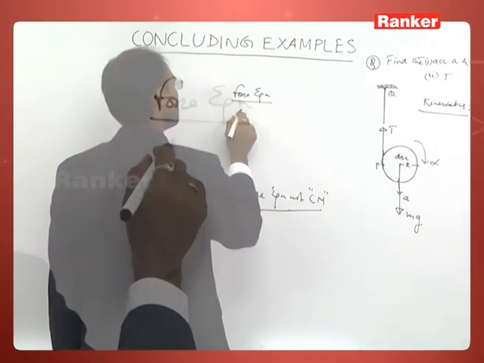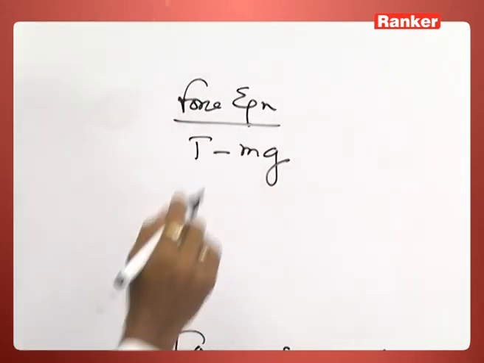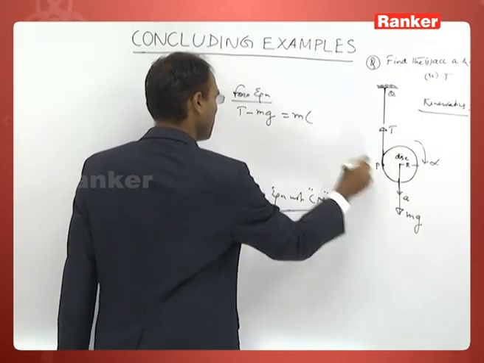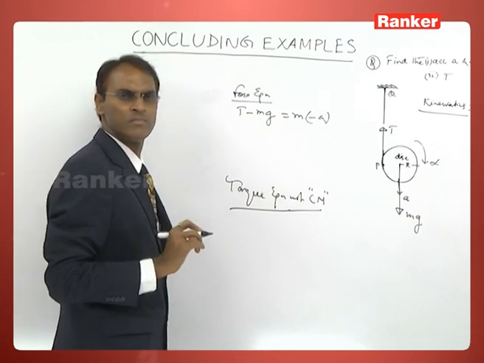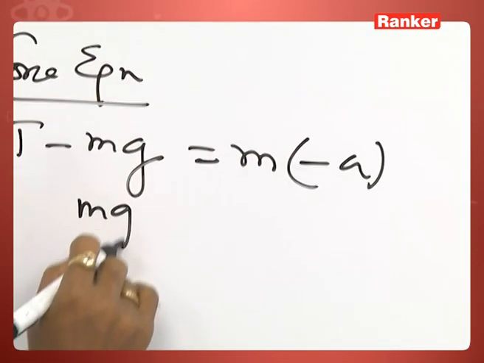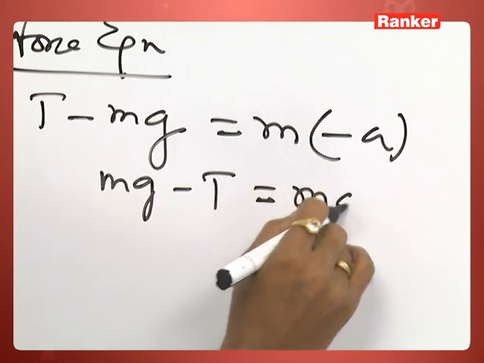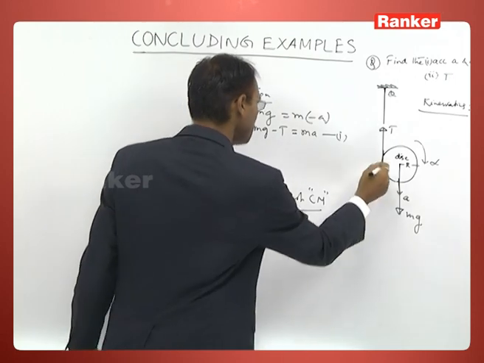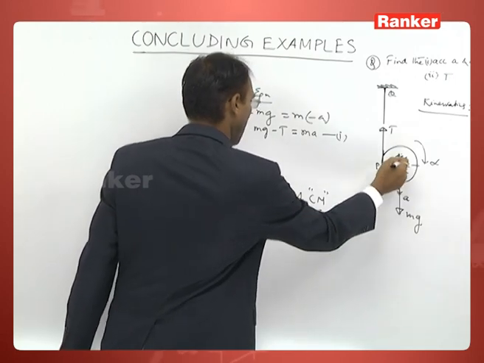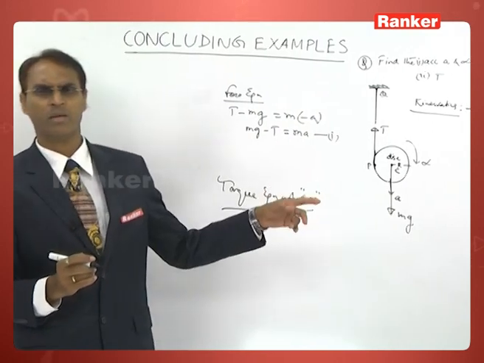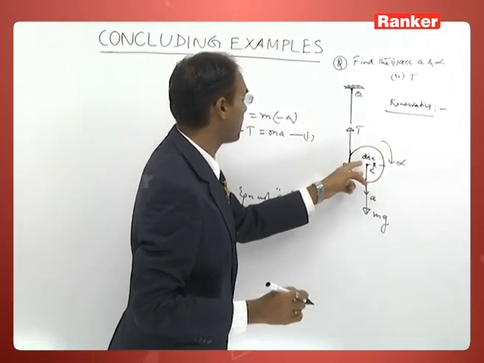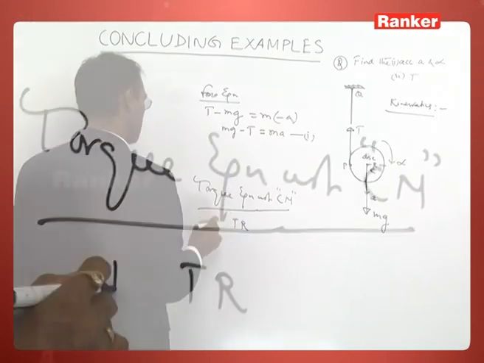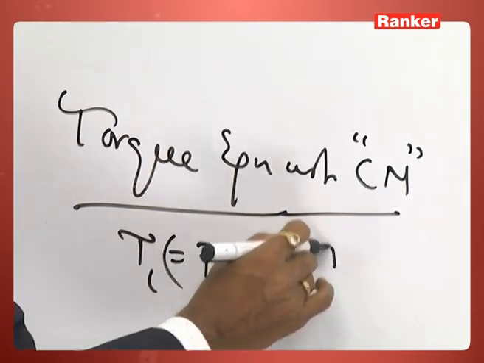Net force acting on the disc is T up, mg down, and that is equal to mass times acceleration, we have taken down minus. So mg minus T is equal to ma, equation number 1. Next, torque equation about the center of mass C. mg passes through the center of mass, it cannot produce a torque about it. The torque is produced by the tension about the center of mass of the disc. That is equal to Tr, that's tau c, is equal to Ic into alpha.